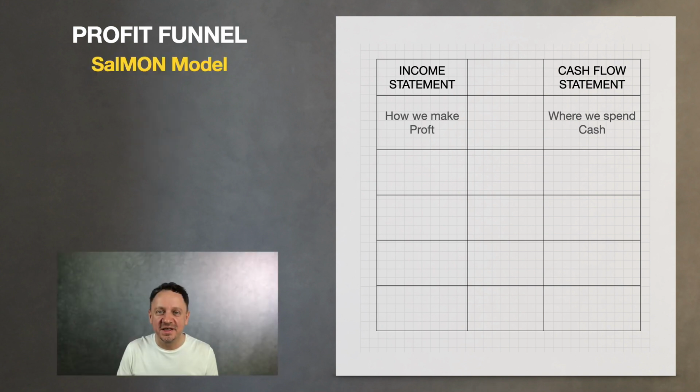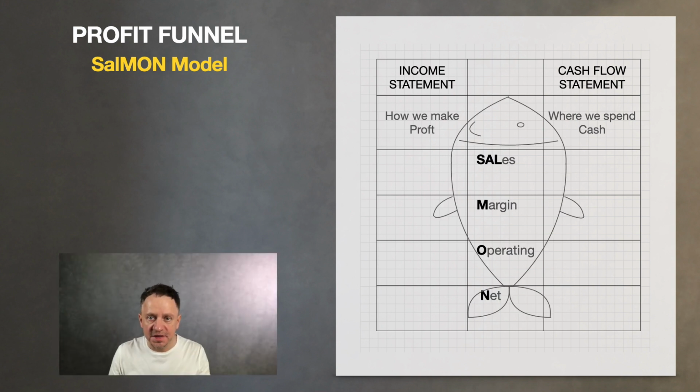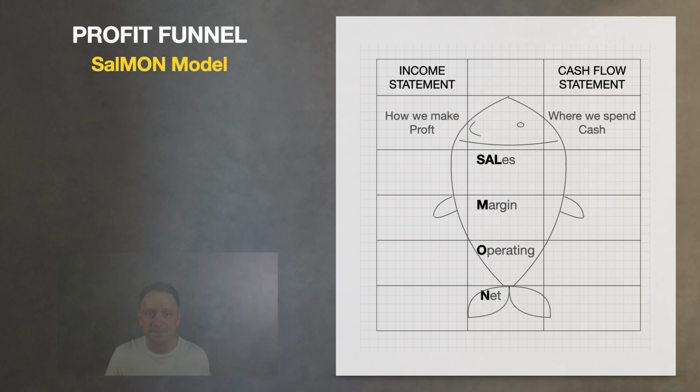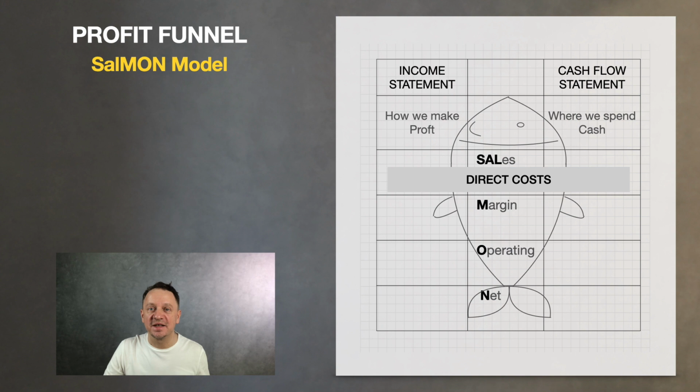The easiest and funniest way to describe this financial funnel is the salmon model. It stands for sales, margin, operating, net profit. Here you can see the 4 stages of the net profit transformed from sales. The starting point is sales. Then we measure the part of sales that is left after costs directly attached to products or services. We often address it as margin or gross profit.